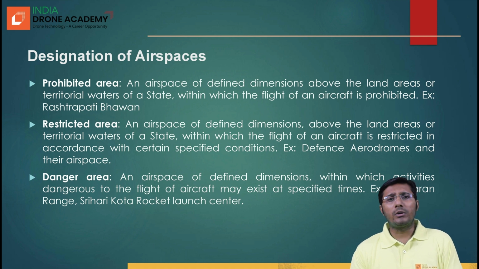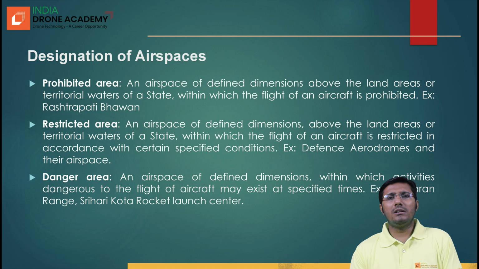For example, the Sriharikota rocket launch center, a nuclear power plant site, and the Pokhran range. So these are examples of danger areas, and over these, flights should not be flown. Some areas, as I was telling, are referred to as controlled areas, and some are referred to as uncontrolled areas.